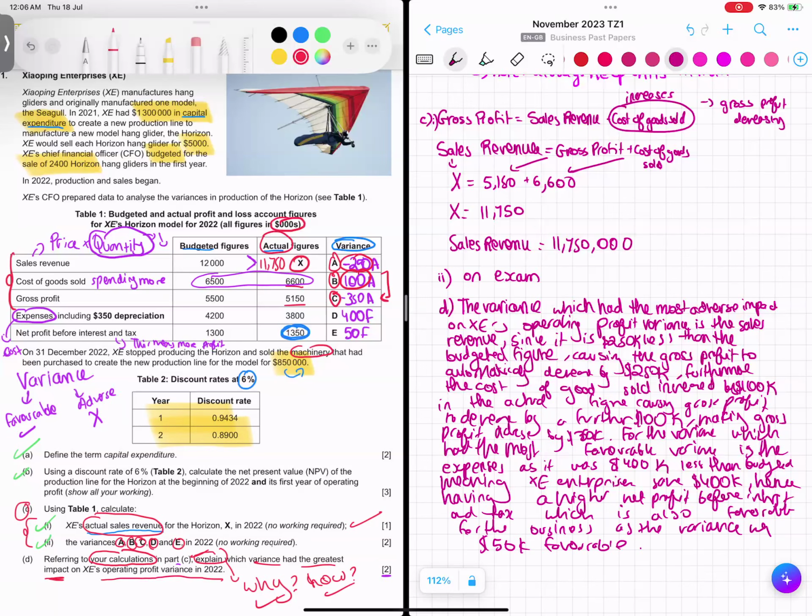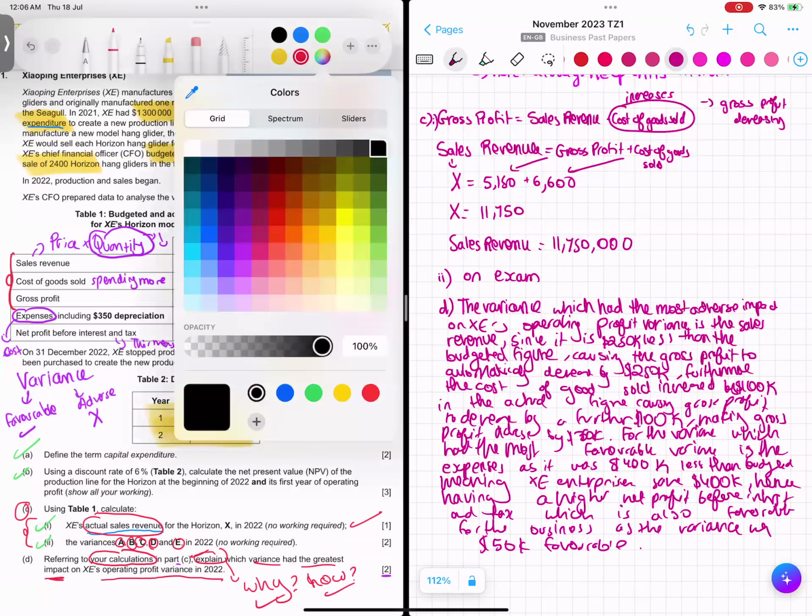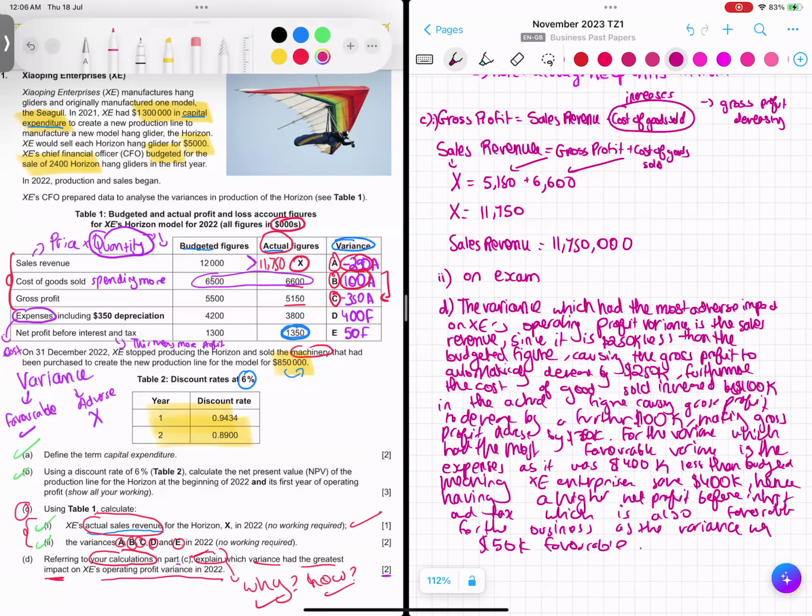I'm gonna try to find another color because using the same color is really distracting. We talked about how both sales revenue and cost of goods sold affected the gross profit. We talked about the actual impact, which is exactly the verb they used. Then we continued by talking about how the expenses affected net profit before interest and tax. And we talked about each variance. So this is how it's supposed to be done. Okay, so we talked also about the variance, we talked about adverse, and talked about favorable. So we did all of part one.